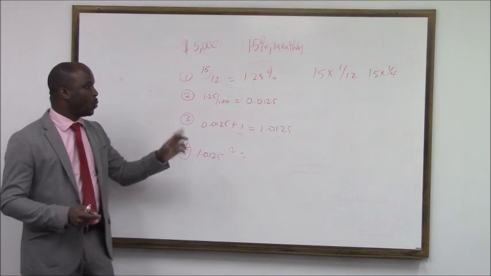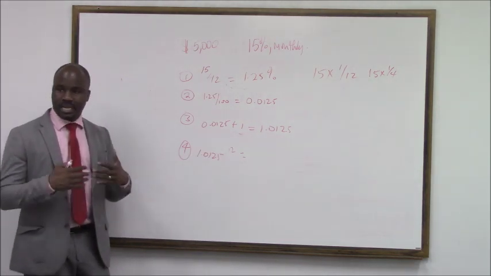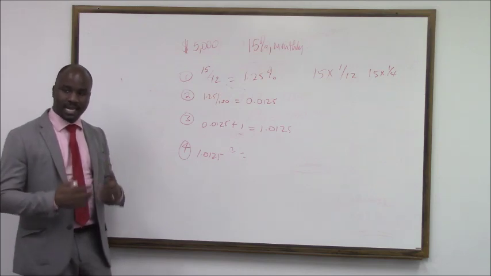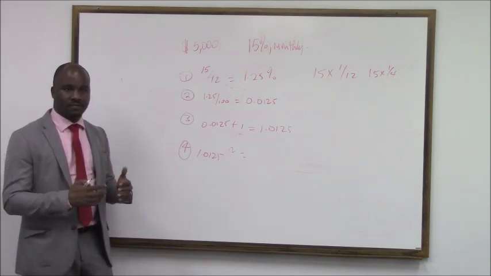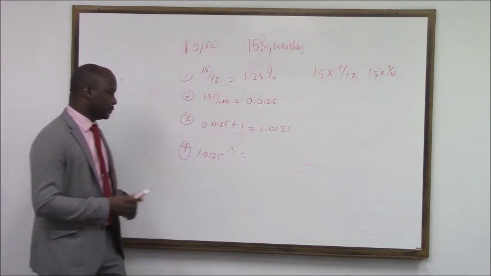So you take your 1.0125 and you put it to the power of 12, because interest is accruing, or hitting your account, 12 times for that year. We good? Okay. So what's my answer?